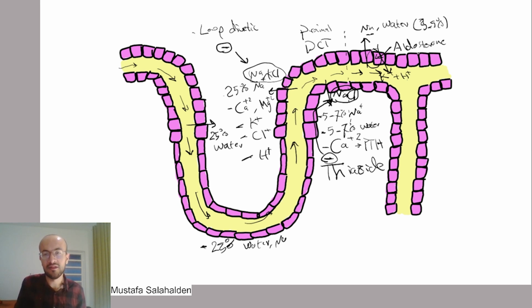And the diuretic group that works on this part of the nephron, the distal part of the distal convoluted tubule, is called the potassium sparing diuretics. It would antagonize the aldosterone. So when it antagonizes the aldosterone, we would lose 3 to 5% of sodium and water, and we also conserve the potassium and the hydrogen. So that's why it's called potassium sparing diuretics.